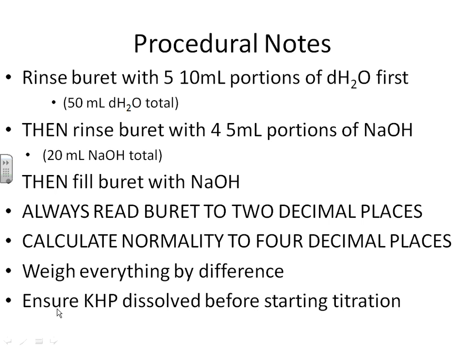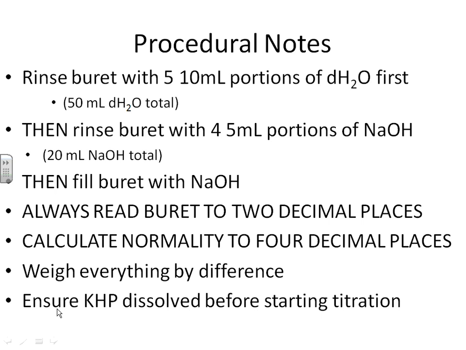To that end, there are several things that we need to be very careful with in terms of the procedure of the lab. First of all, when you get your burette, you're going to start by rinsing it out with 5 10-milliliter portions of distilled water. We need to make sure that the burette is absolutely clear of any other compound, that whatever lab it was used in previously, we've completely rinsed it out. That's what the rinse with distilled water is. So you're going to do 50 milliliters of distilled water total, but please don't do them all at once. Do 10 milliliters at a time, let it drain, 10 milliliters at a time, let it drain, etc.